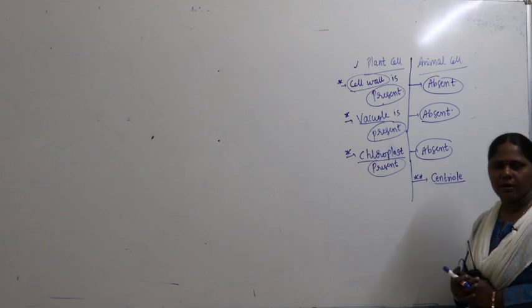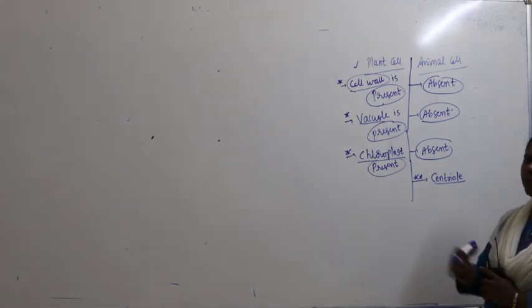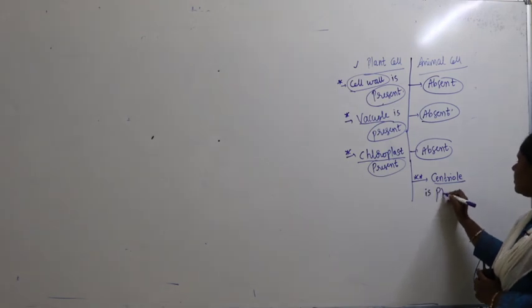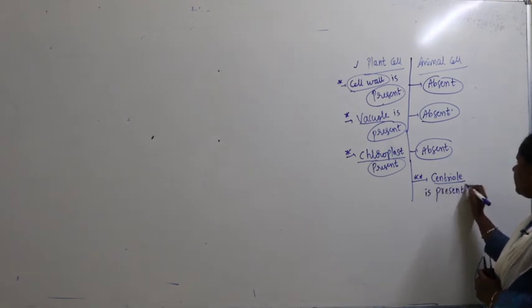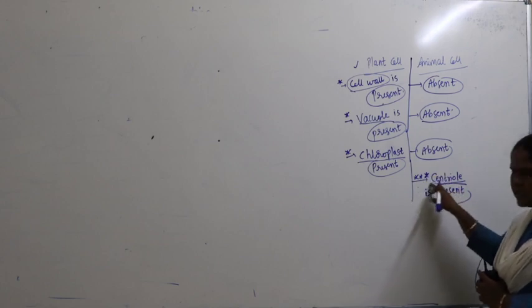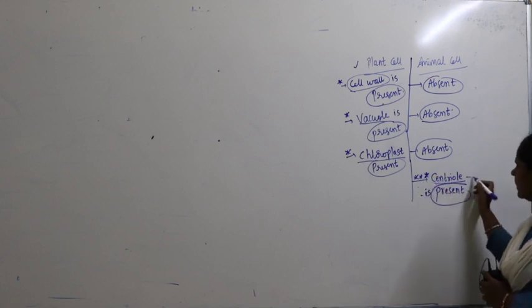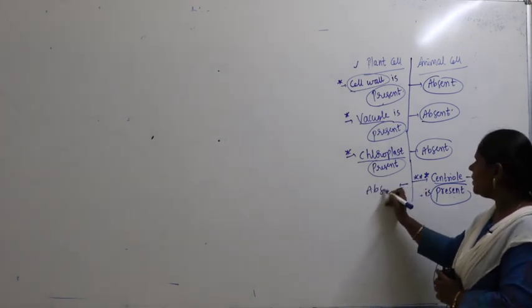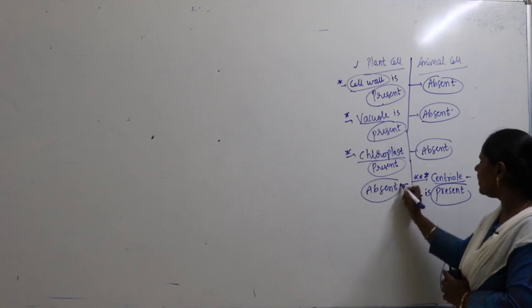Very important cell organelle called centriole. I will show you in the diagram, do not worry. The centriole is present in case of animals. Why do I keep 3 star marks here? Because this is the cell organelle present in animals and the centriole is absent in plant. So this is very important.